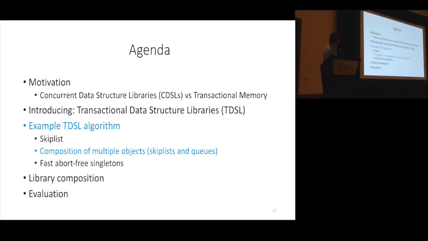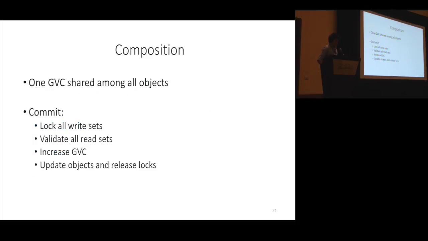Okay. That was the skip list, and now I want to speak a little bit about how we support multiple data structures. I want a transaction to span over a skip list and the other structures. So this is actually pretty simple: we use a shared global version clock among all the objects. We read the version clock in the beginning, like before. Then the operation. All we need to do is change a little bit the commit phase. Now we lock the write sets of all the objects sequentially. Then we validate, increment the global version clock, and we update all the objects and release all the locks.